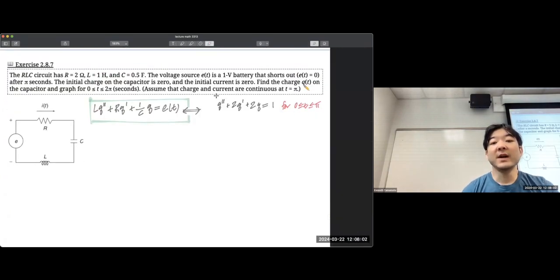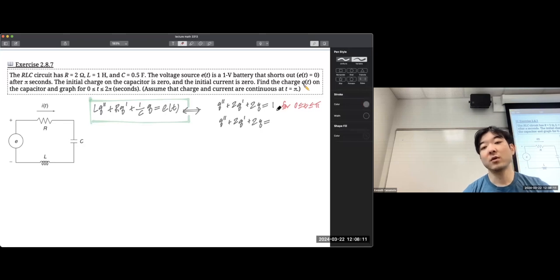After it shorts out, the devices are all still the same, so it's going to be the same equation. But instead of 1, it shorts out, so it's a 0. The voltage is 0 on the battery. So you have two equations, one for before it shorts out and one for after it shorts out. So I'll just say this one's for pi to t, and then they just want you to model all the way up to 2 pi, so I'll just say 2 pi. So there's that.